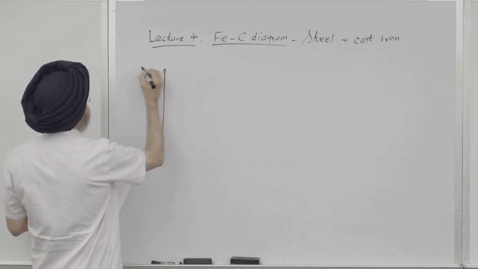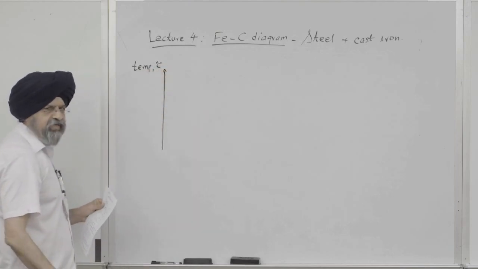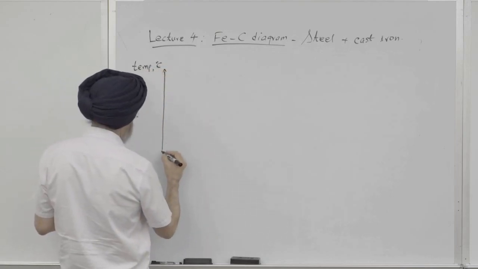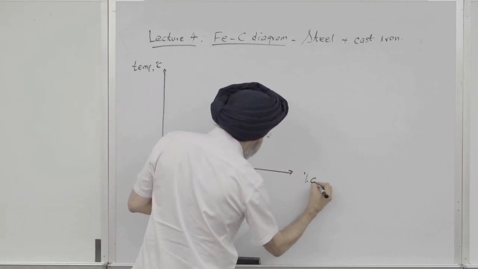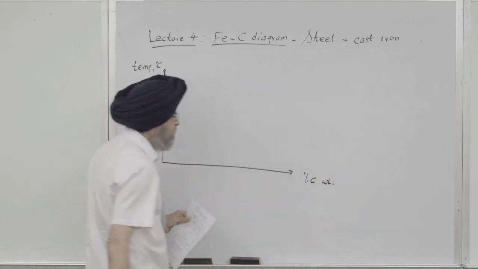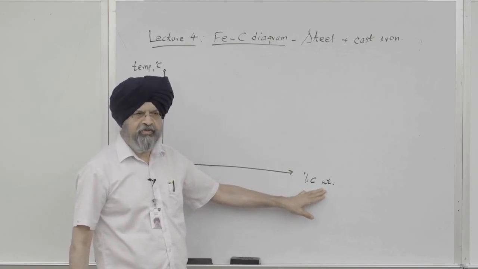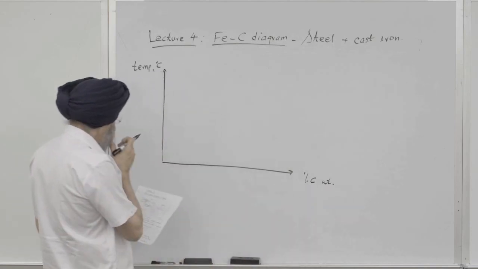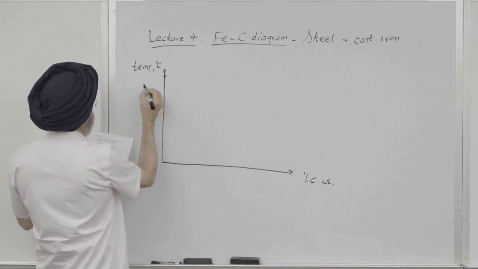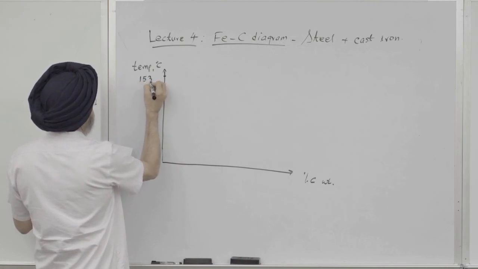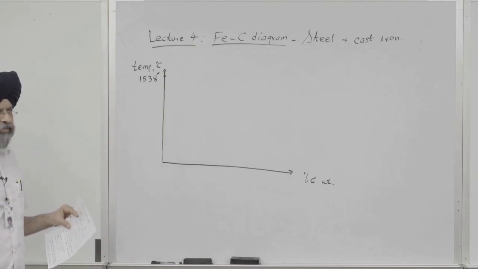So the vertical axis is temperature, always in centigrade, and the horizontal axis is percent carbon, always by weight. In metallurgy, we don't deal with molar percent, we always deal with weight percent. Okay, so from the top, pure iron melts at 1538 degrees. That's the melting point of pure iron.